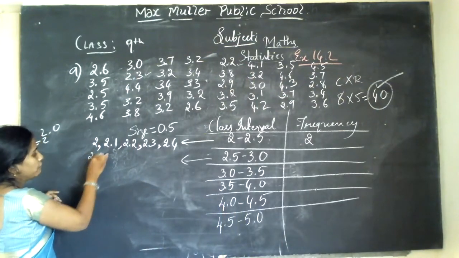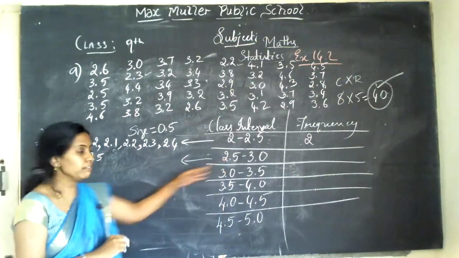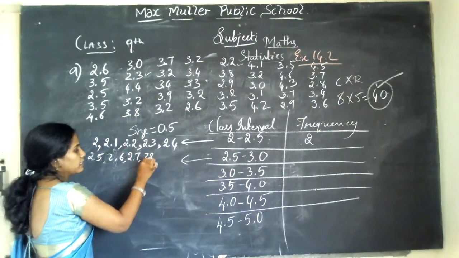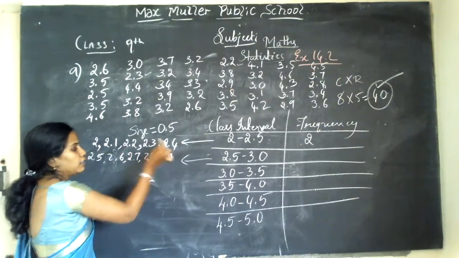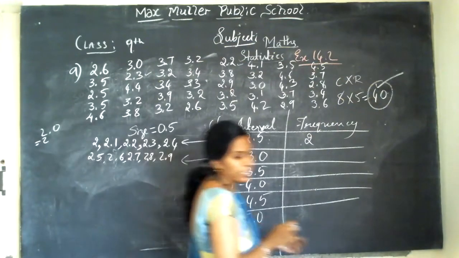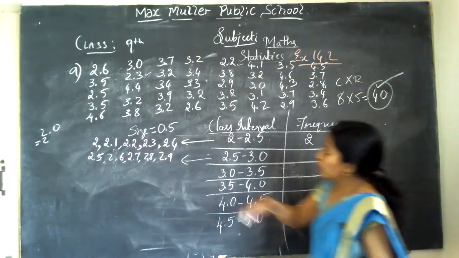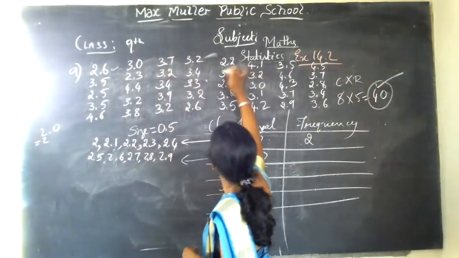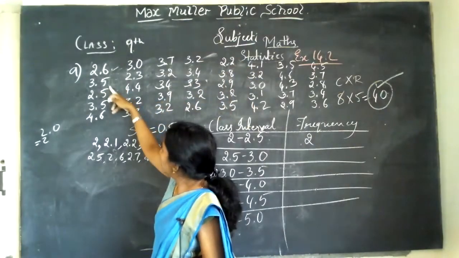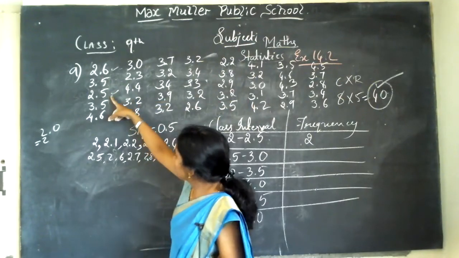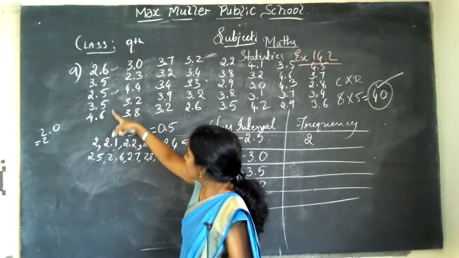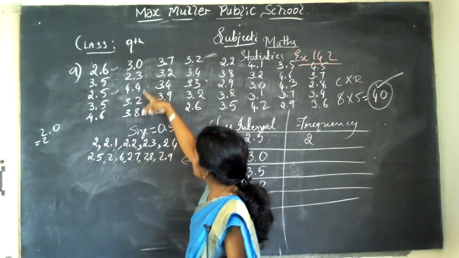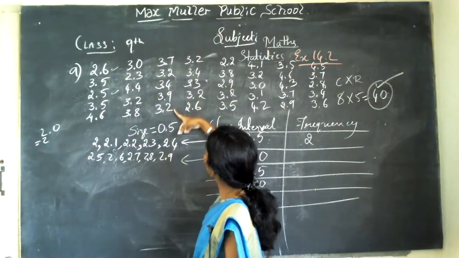So start from 2.5, 2.6, 2.7, 2.8 and 2.9. Don't include 3.0, it will come in the next row. Go column wise. Here you have 2.6, 2.5, more than 2.5. Do you get any numbers?